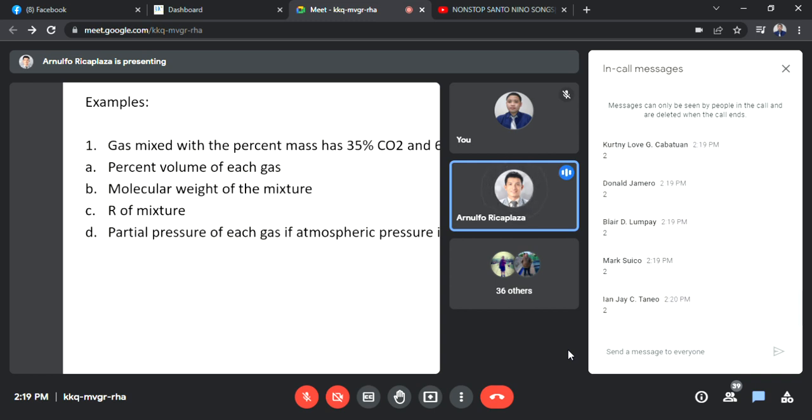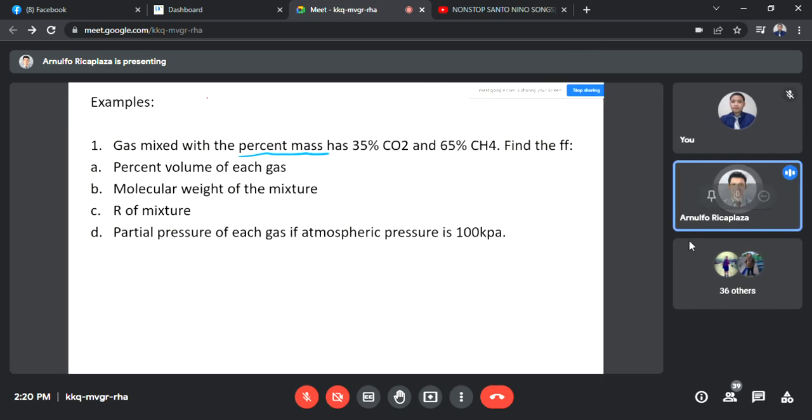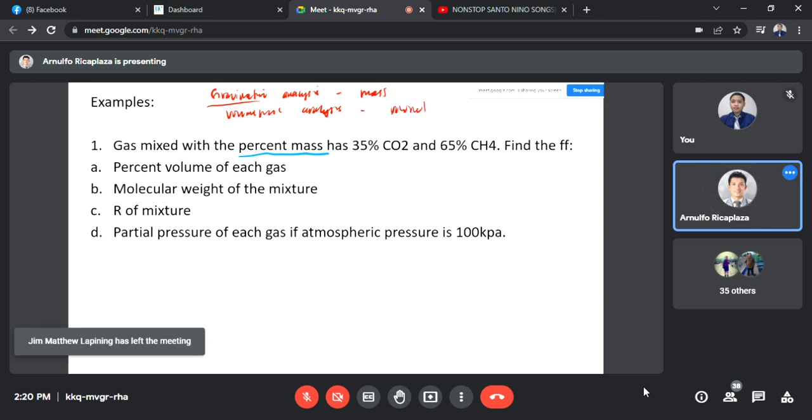Okay, gas mixed with the percent mass has 35%. Guys, ni term siya og percent mass. And always remember, guys, natay duha: natay gitawag og gravimetric analysis, and volumetric analysis. When we say gravimetric, that is mass, and this is volume. When we say molal basis, that is volume, because that is in terms of moles. I think nakuha na ninyo sa inyong combustion. So when we say gravimetric, that is mass, volumetric, so in terms of volumes na siya. Okay, so let's start with number 1.